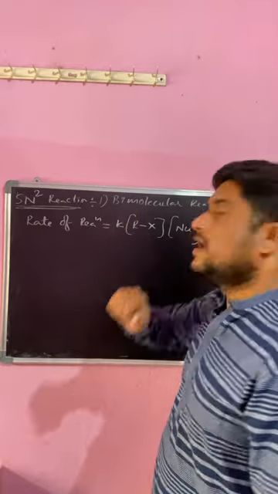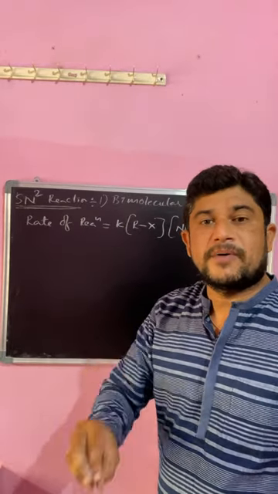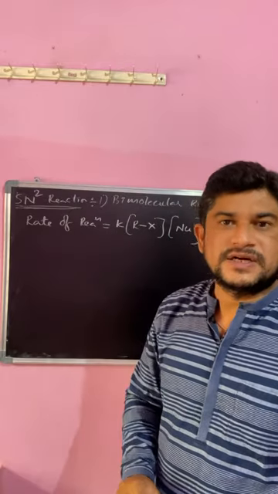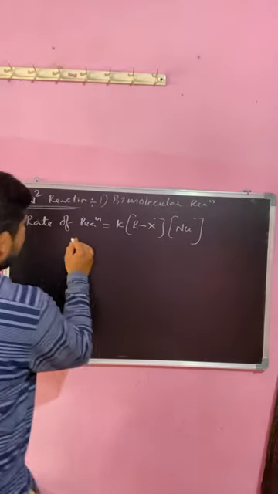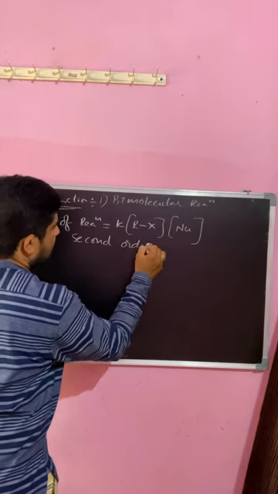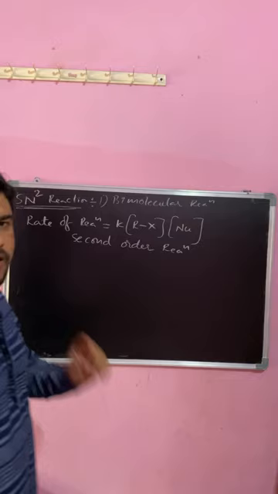It's a bimolecular reaction, meaning the rate of reaction will depend upon two components. One is alkyl halide concentration, another one is nucleophile concentration. It's a second order reaction. So SN2 reaction is a second order reaction.